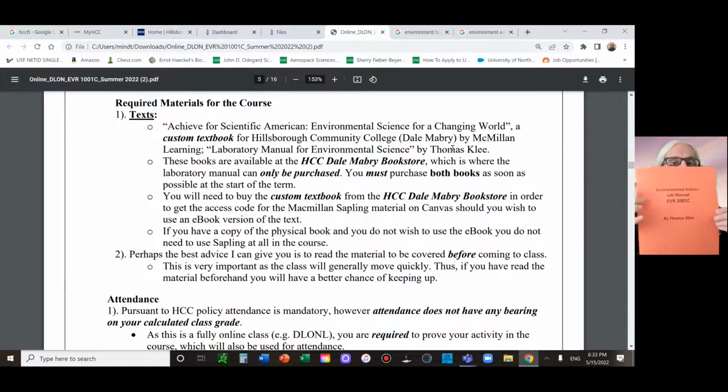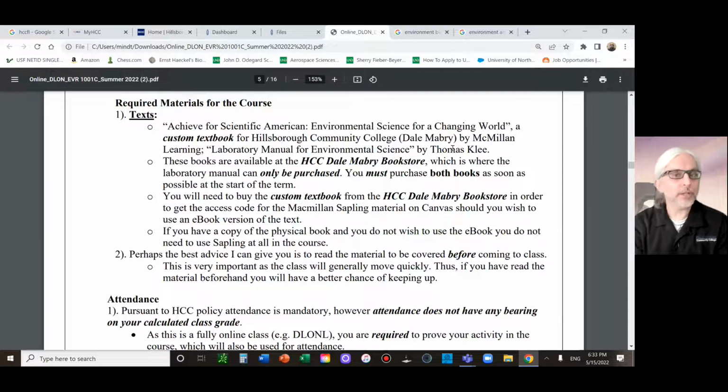They change the color from time to time. It's the title: Environmental Science Lab Manual for EVR 1001C by Thomas Klee. Mr. Klee typically has two things in the bookstore, the lab manual and his lecture notes. You do not need his lecture notes. You have my lecture notes, but you need his lab manual.